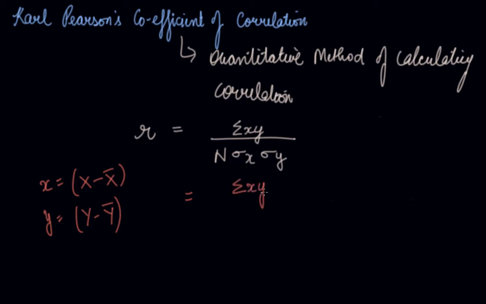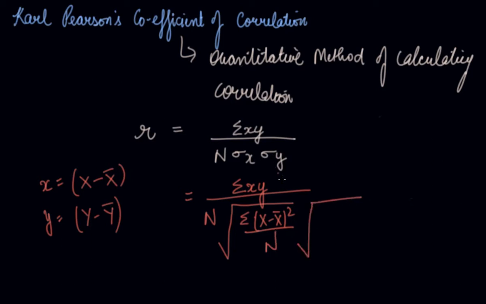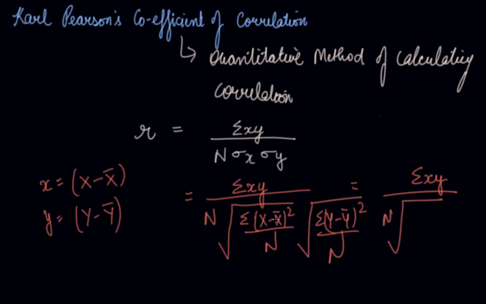formula, we get, see, what was the formula for your standard deviation? Under root of summation x minus x bar whole square divided by n. For y it was summation y minus y bar square divided by n. So summation x minus x bar square is summation small x square, because x minus x bar is small x, divided by n, into summation y square divided by n.